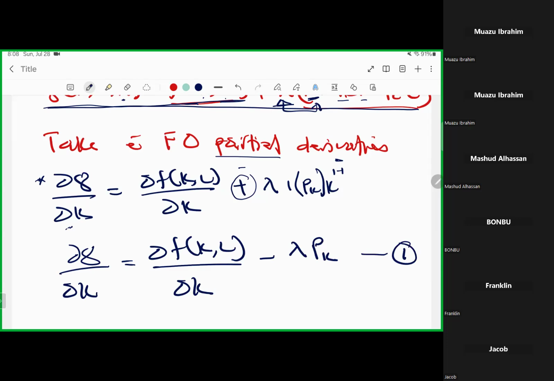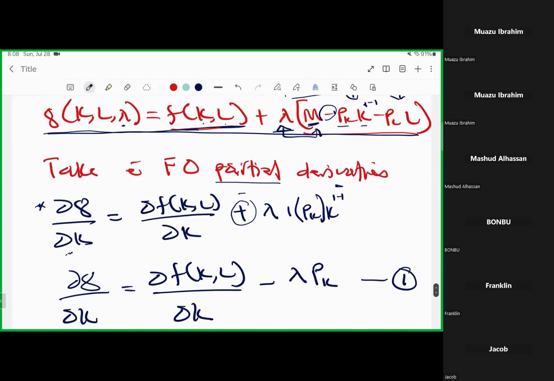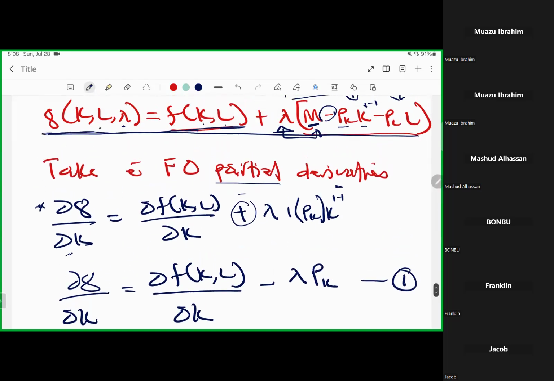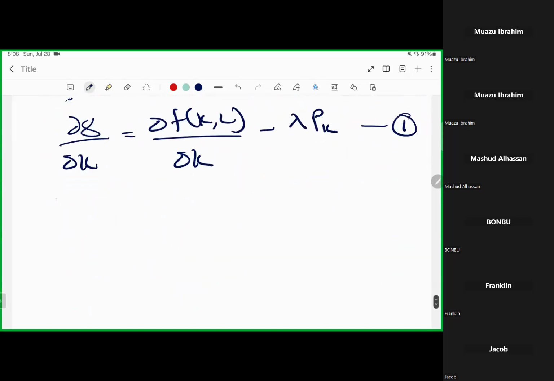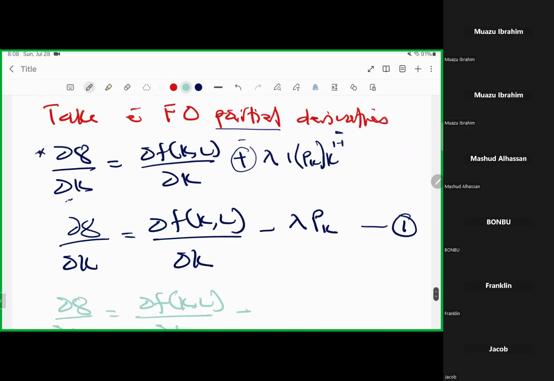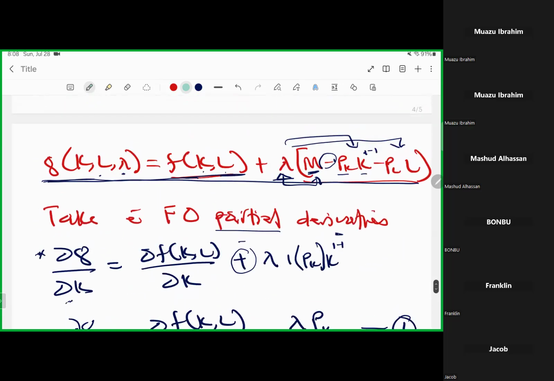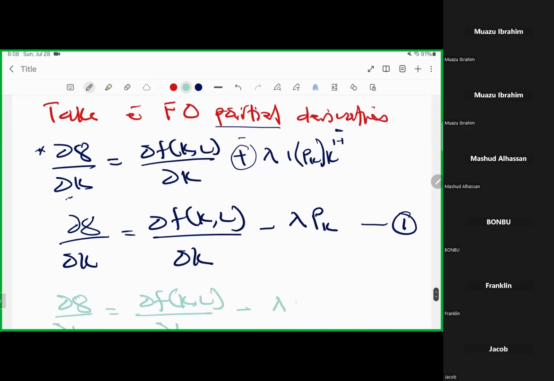And we do the same thing for labor. By doing the same thing for labor, we will also take the derivative here with respect to L, which is labor. So for labor, we are going to have delta G all over delta L. It's equal to this one, delta F all over delta L, minus. Here delta would be L. Here will be delta PL. This will be equation 2.